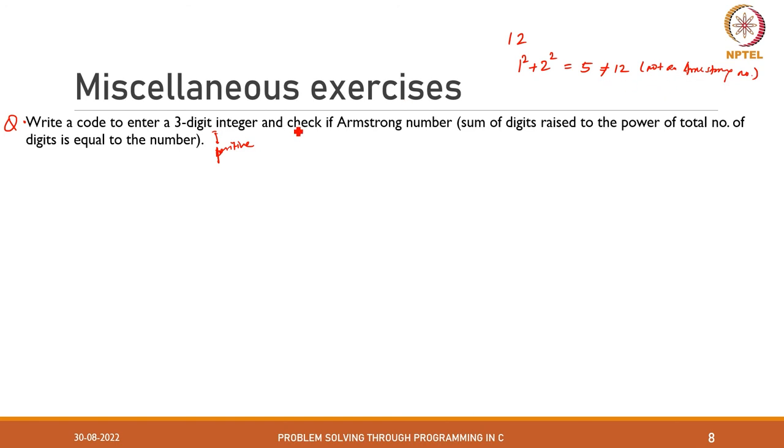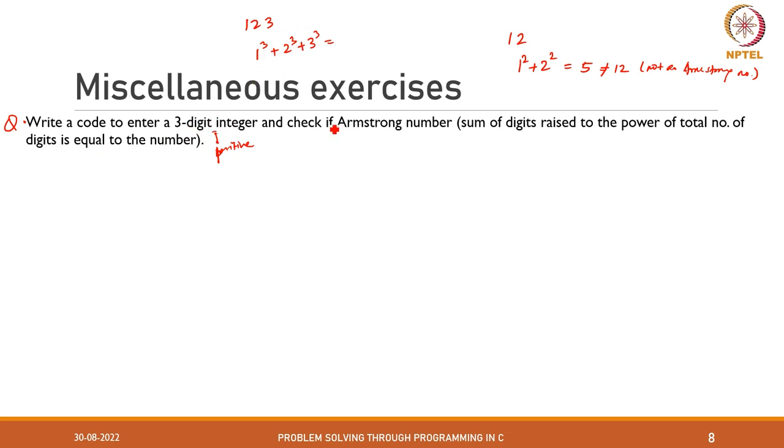Now in this case, we have said clearly that it is a 3-digit integer. So say I am taking 123. So 1 cubed plus 2 cube plus 3 cube. We'll calculate this. If this is equal to 123, then 123 is an Armstrong number, else not. So we know that the number of digits is 3.